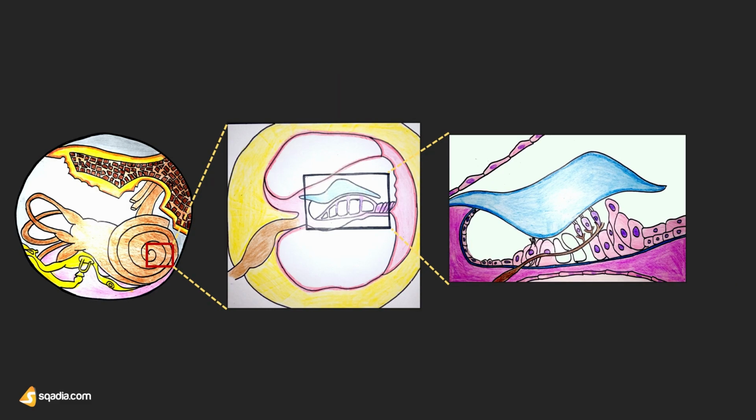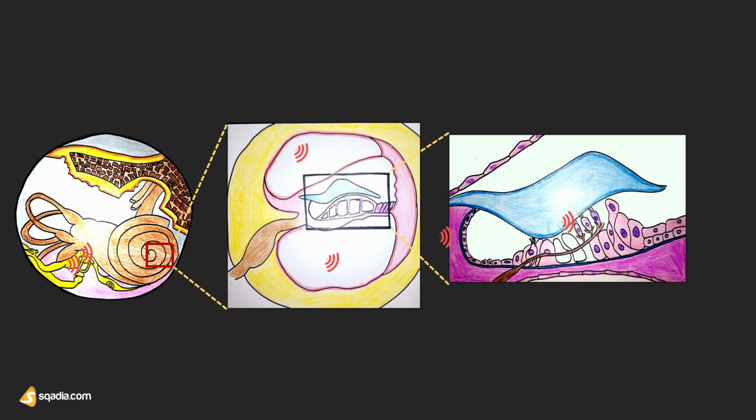When the stapes strikes the membrane of the oval window, pressure waves in the perilymph travel from the vestibular duct to the tympanic duct across the basilar membrane. The basilar membrane moves up and down, and the stereocilia of the hair cells, embedded in the tectorial membrane, bend.